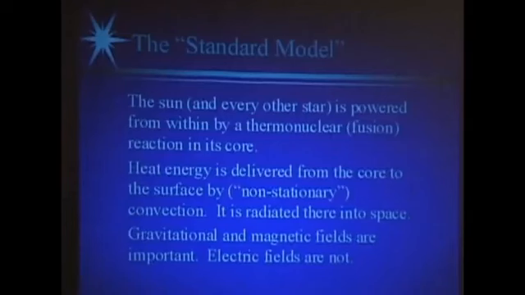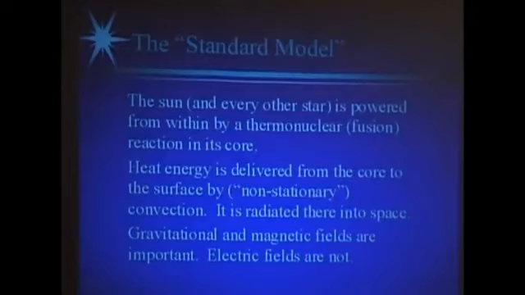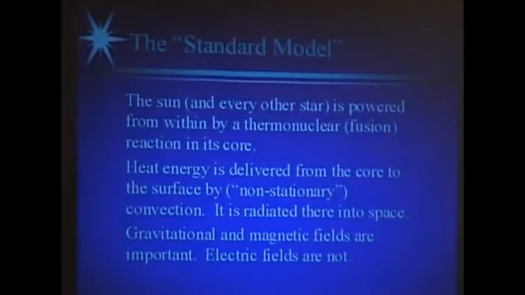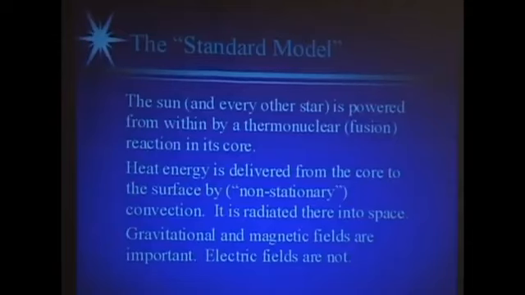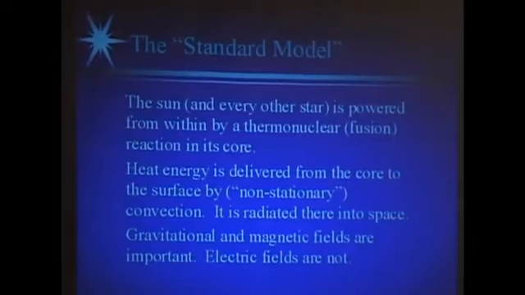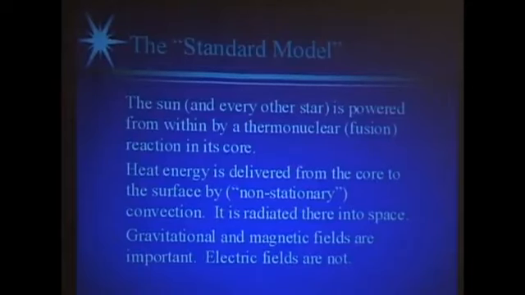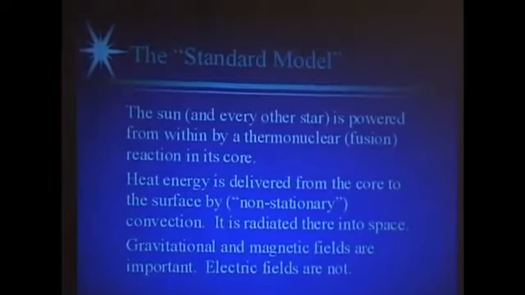The basic idea of the standard model is that the sun and every other star, the sun being just a medium kind of star, is powered from within by a thermonuclear fusion reaction. That's the hydrogen bomb type reaction. Heat energy is delivered from the core to the surface by so-called non-stationary convection. I haven't figured out yet what non-stationary convection is. I know what convection is. A sort of mysterious convection. It's radiated there into space. And gravitational and magnetic fields are, of course, as in all things astronomical, important, but let's ignore electric fields. That's the standard model.